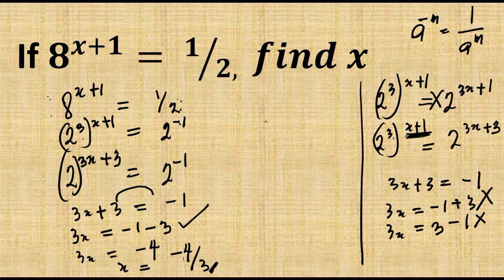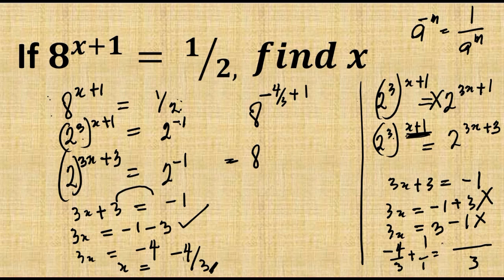If x is equal to minus 4 over 3, my 8 raised to power minus 4 over 3 plus 1. This is equal to 8 raised to minus 4 over 3 plus 1 over 1. My LCM here will be what? 3. So that here will be minus 4 plus 3, which is the same thing as minus 1 over 3.